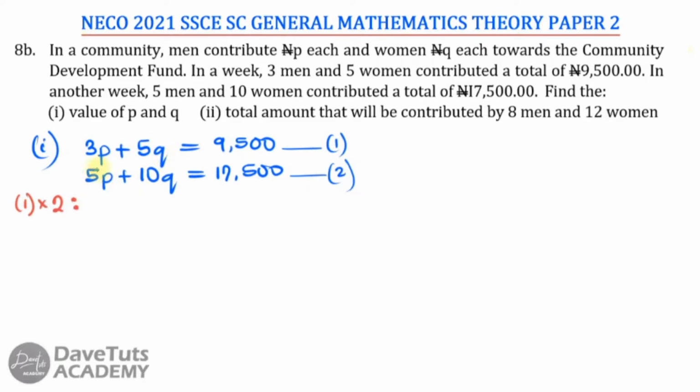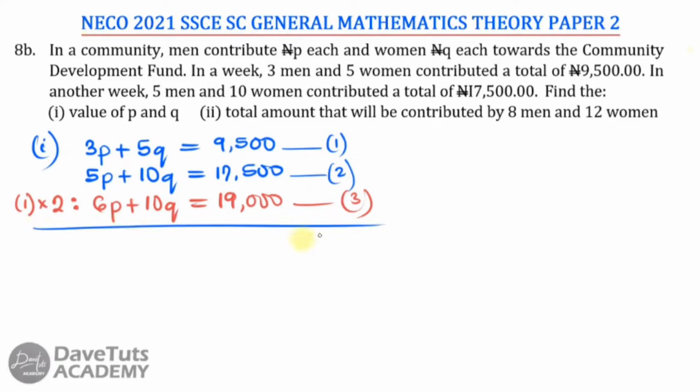Then I can subtract. So 3P times 2 is 6P plus 5Q times 2 is 10Q is equal to 9,500 times 2. That will be 19,000. So I can call this equation 3. With what I have here now, since I have 10Q and 10Q, I just want to subtract. I can say equation 2 minus 3, or even equation 3 minus 2. But just so students can follow much more directly, let me say equation 2 that is on top minus 3 that is below.